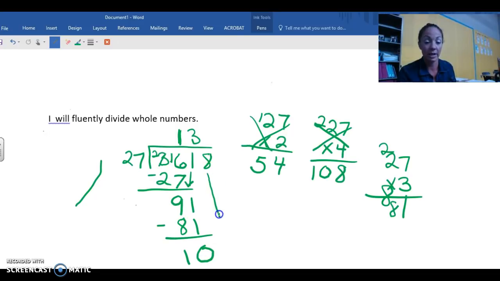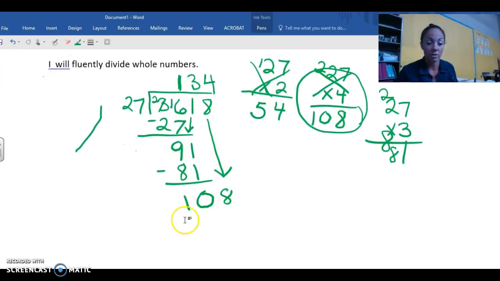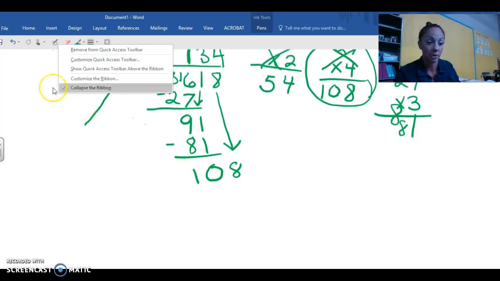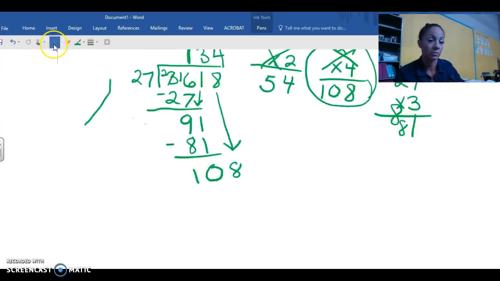Now bring down the 8. So now we have to figure out how many times 27 can go into 108. And you still have over here, from your guessing and checking before we got started, you know that 27 times 4 equals 108. So now we will subtract. Let's get my pen back. All right, 108 minus 108, and we wind up with a remainder of 0.